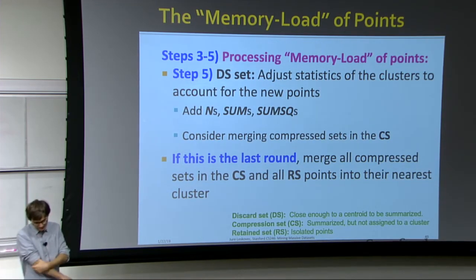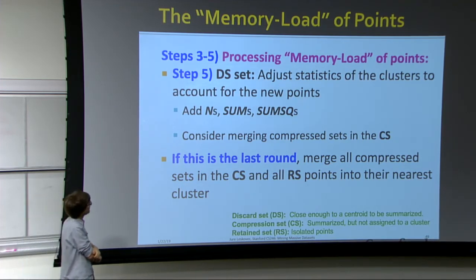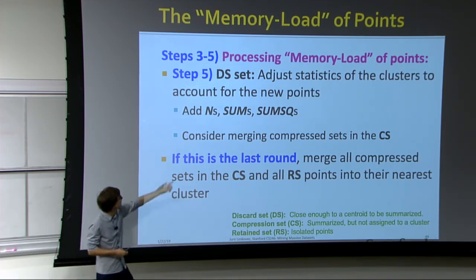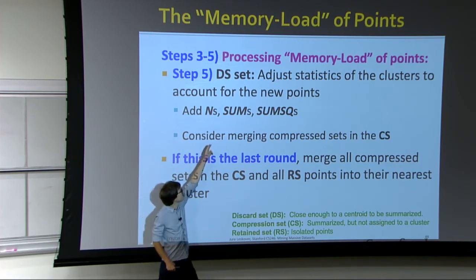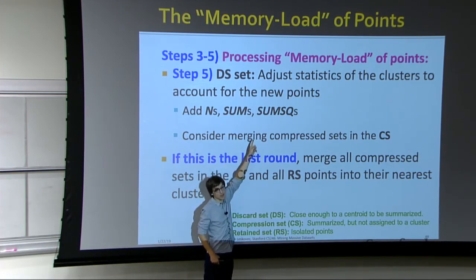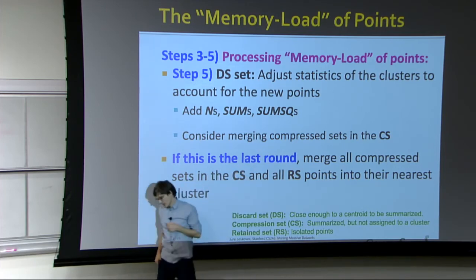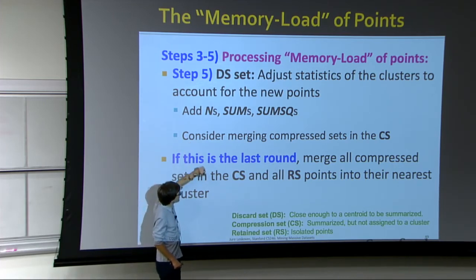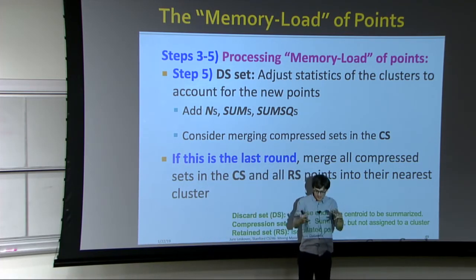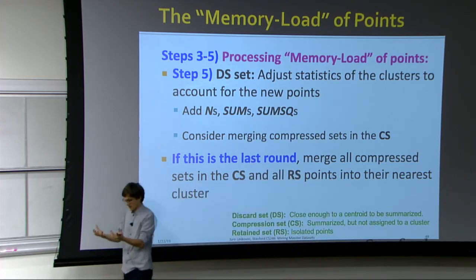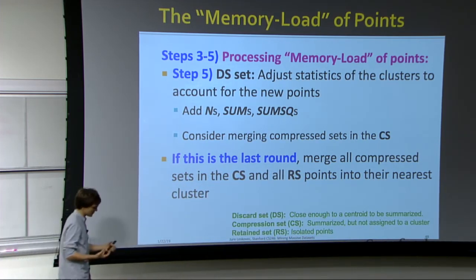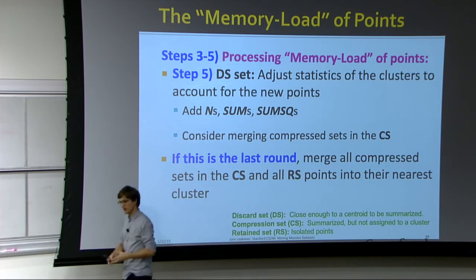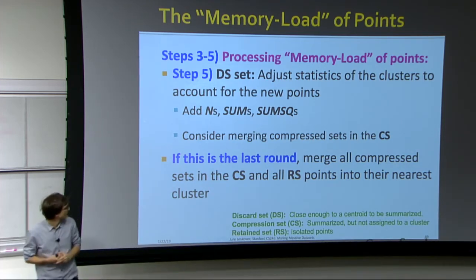What is step 5? Step 5 is that of course when I assign something to the discard set, I have to update the statistics, right? I have to add plus 1 to the counter, add the coordinates to the sum, and add the sum of the squares of the coordinates to the sum of squares, right? Of course, I also need to consider merging the compressed sets in the CS. So I need to consider merging these little clusters into bigger clusters, maybe merging them into existing clusters, or actually creating a new cluster out of the compressed set, right?